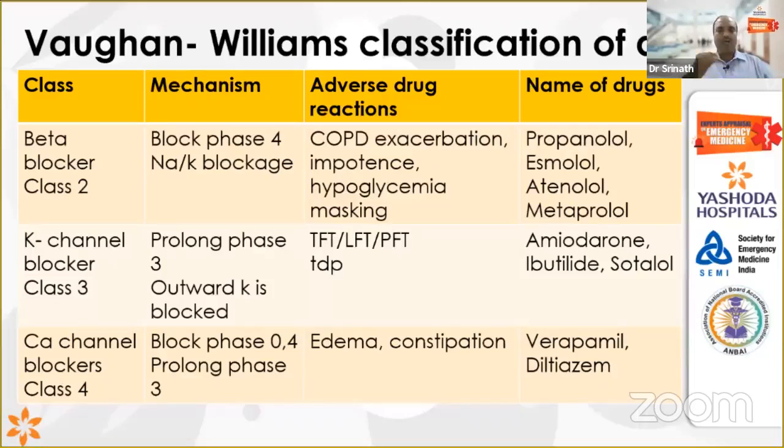If it is a beta blocker or calcium channel blocker, please go with your airway, breathing, circulation, disability and give the specific drug, the drug which can counter the actions of the beta blocker and the calcium channel blocker. For both of these, the treatment is high dose insulin therapy.